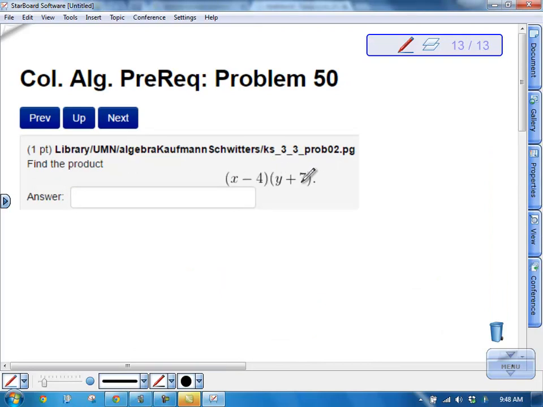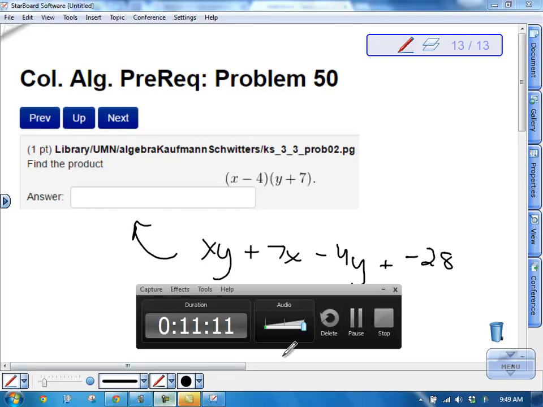All right, so 50 wants you to find the product between these two, so you're going to have to FOIL. First times first is xy. First times second is 7x. Second times first is negative 4y. And then negative 4 times 7 is negative 28. Unfortunately, you're going to have to enter that in like it is because there's no simplifying this. So you're going to have to go ahead and type all that in.